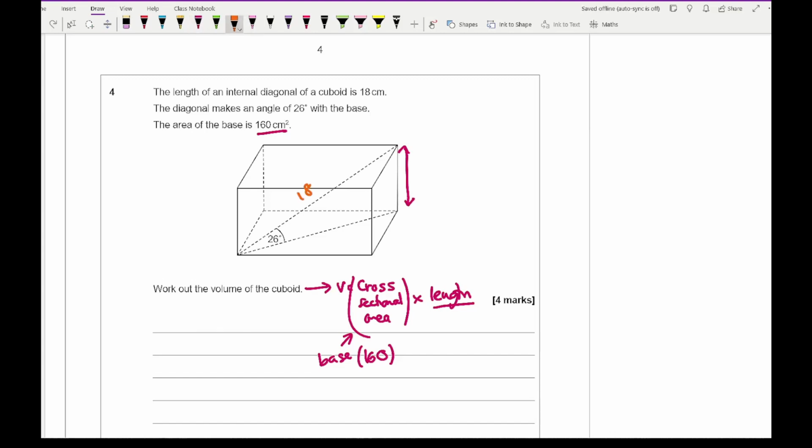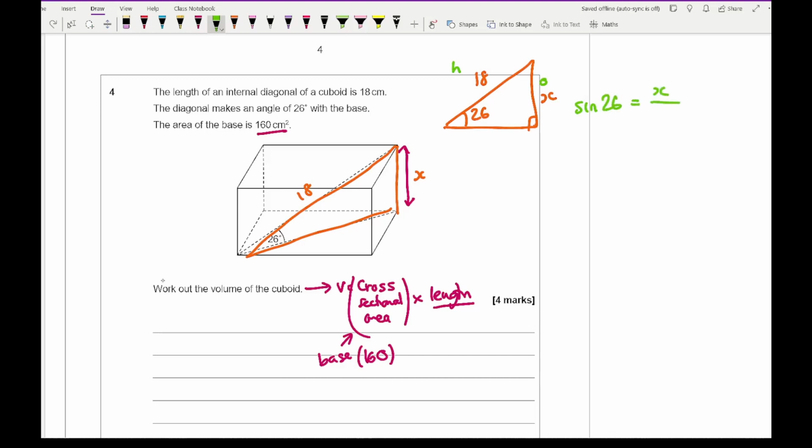So this is 18. So if I take that triangle out, and this is what I'm needing to find. If I draw that triangle out just outside of the shape, I get x, I get 18, and I've got 26. So because I'm working outside and it involves an angle, I'm going to be using trig. So labelling this up, I'm looking for which trig ratio uses O and H, and that's going to be sine. So I've got sine 26 equals the opposite over the hypotenuse. So x equals 18 sine 26.